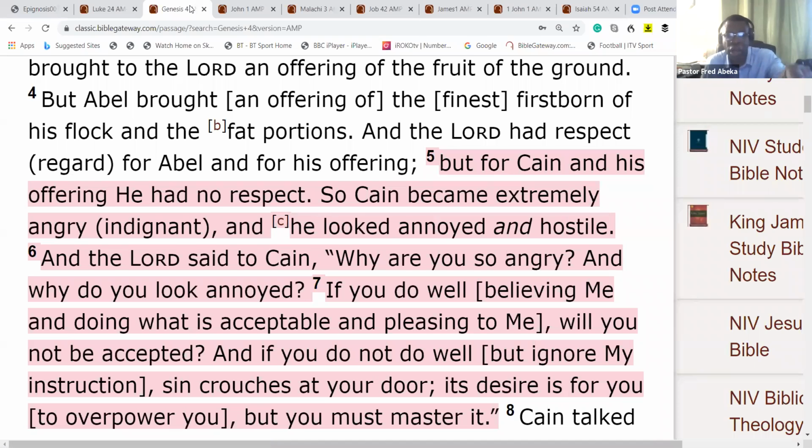But by and large, the principle remains the same. The first time the word wrath was used was in Genesis 4. Genesis 4:5, but for Cain and his offering, he had no respect. So Cain became extremely angry, indignant. The King James says wrath. And he looked annoyed and hostile. That was the first time that word was used, and it was never used with God. Now this is something I want to say here. You can accept it. You can leave it. That's entirely up to you. And let us walk in love.